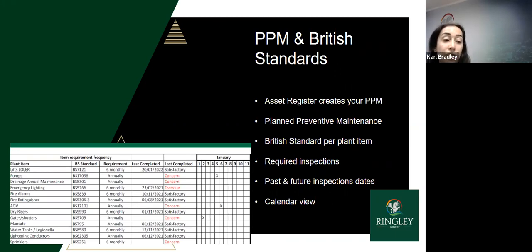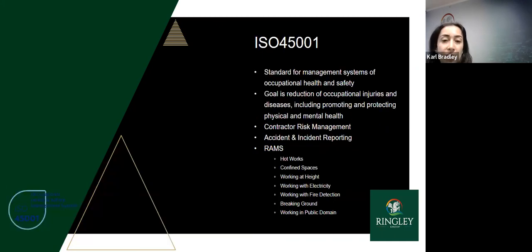And what we here have done at Ringley is we identify every plant within buildings and we have a planned preventative maintenance schedule. It's kind of like a diary, so we know exactly what's due when, and we make sure never to miss it. And the reason that all this leads into is ISO 45001, which is a standard for management systems for health and safety. So the goal of this is to save lives and to keep people safe. So not just anyone who's in the building, anyone who's visiting, any contractors, any bypassers. The goal is to reduce injuries and promote and protect physical and mental health.